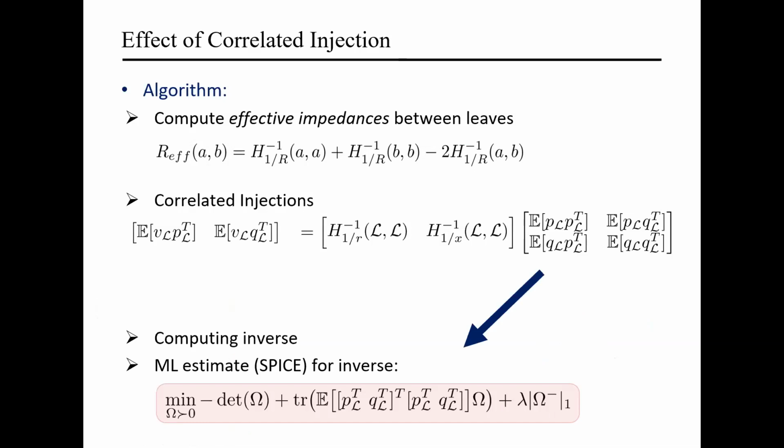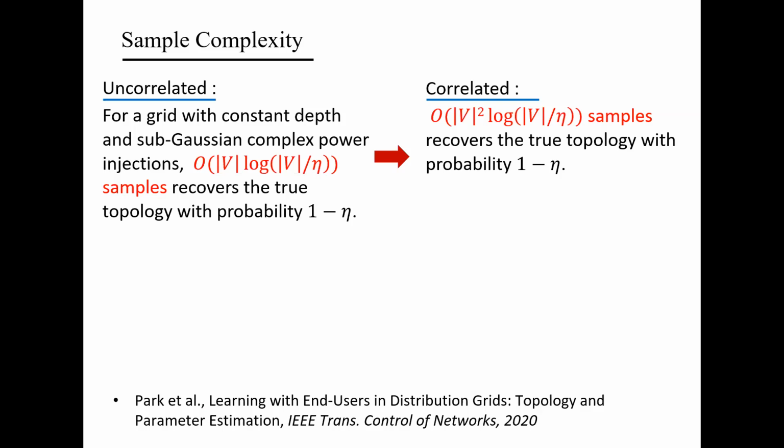Then you can again use a machine learning algorithm, such as one that is known as SPICE, by which you can estimate this inverse covariance quantity, and then resultingly estimate the values in the inverse Laplacian, and then compute the effective impedance. And again, going to a statistical, high-dimensional statistical context where you can have concentration results.